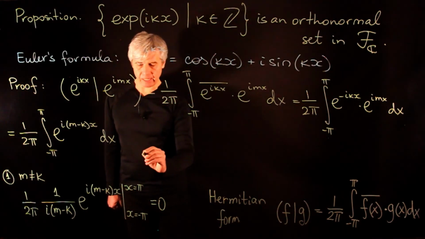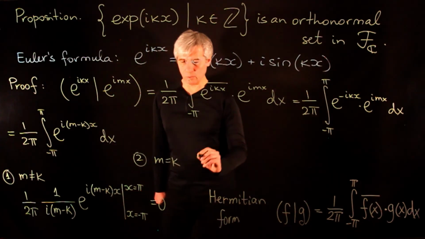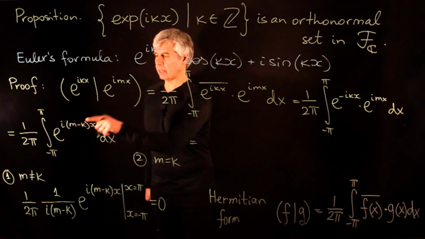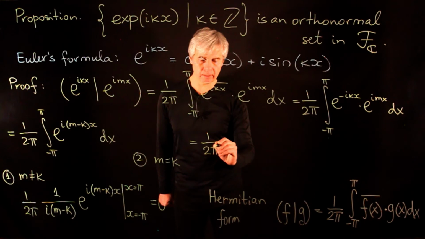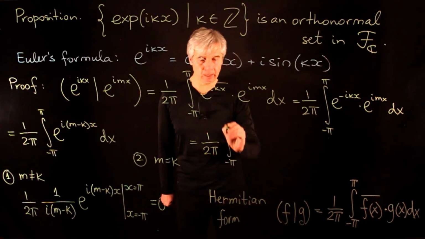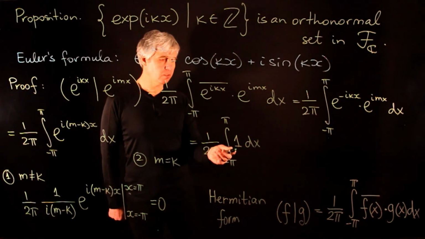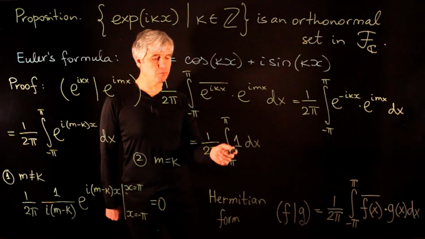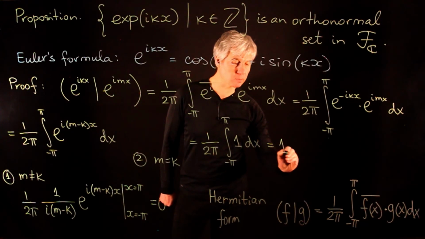Now, in the second case, we consider when m is equal to k. In that case, here we're integrating e to the i times 0. So that is 1. And we get 1 over 2 pi integral from minus pi to pi of 1 dx. When we integrate a constant function from minus pi to pi, we get the length of the integration interval times the value of the constant. So this integral is equal to 2 pi, and overall this expression is equal to 1.